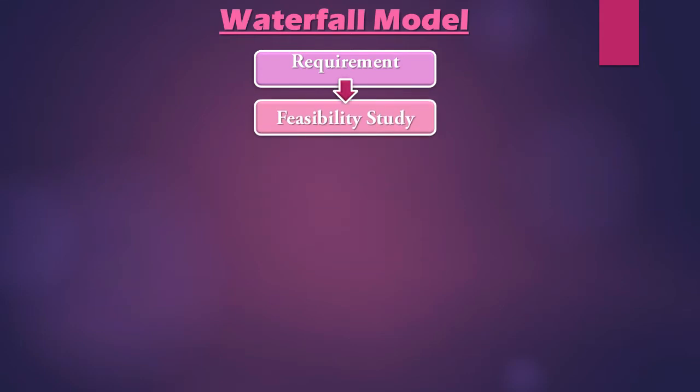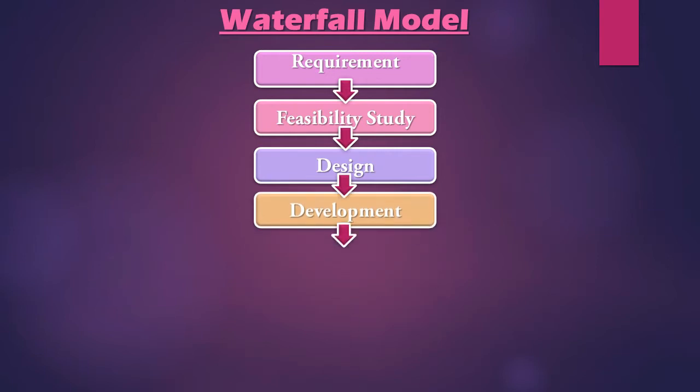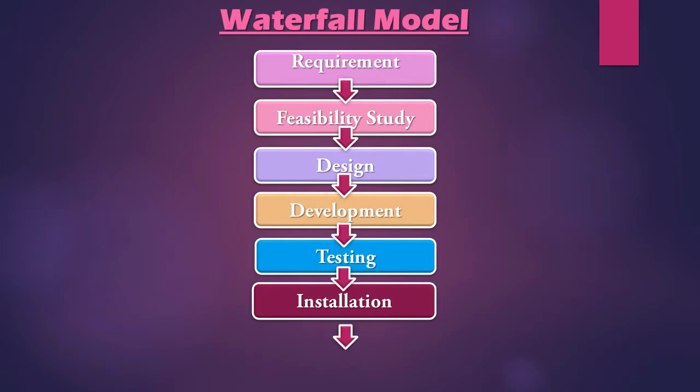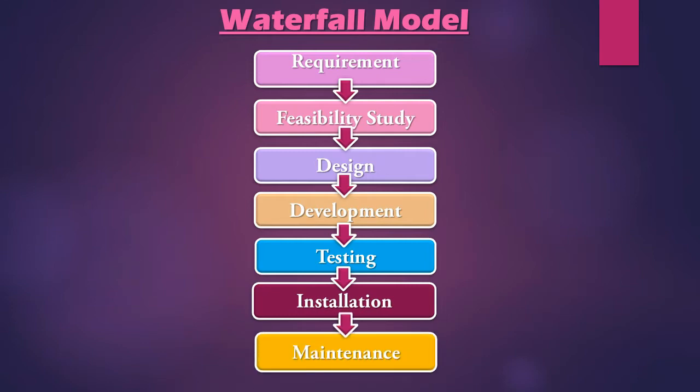Waterfall model has 7 phases. First is requirement phase, second is feasibility study, third is design phase, fourth is development phase, fifth is testing phase, sixth is installation phase, and seventh is maintenance phase. So now we are going to learn all 7 phases one by one.